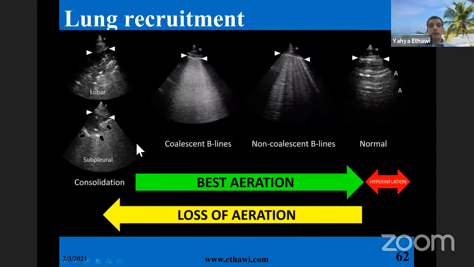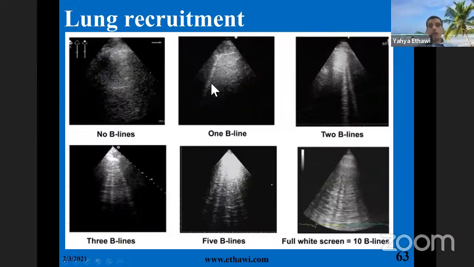Again, you can see more aeration, A profile, less aeration, B profile, and then you can move in between by controlling your MAP. And again, I'm using the same scale: no B lines, 1 B line, 2 B lines, 3 B lines, 5 B lines, and full white lung. So here is better inflation, here is less inflation. And this is a video.